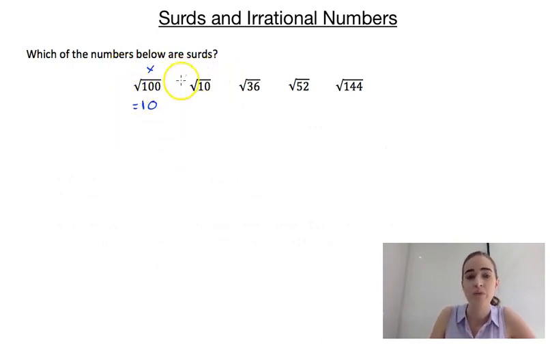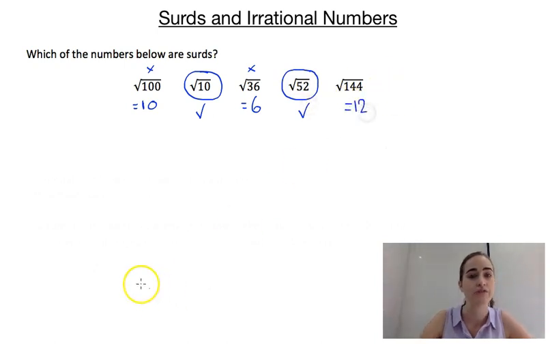Even though it's got that square root sign in it, because we can find its exact value, it's not a surd. Whereas if we put the square root of 10 in our calculator, it's going to give you a decimal, and that decimal goes on forever. So the square root of 10 is a surd. The square root of 36 will give you 6, so it's not a surd. The square root of 52 will give you a decimal that goes on forever, so it is a surd. And the square root of 144 would give you 12, so it's not a surd.